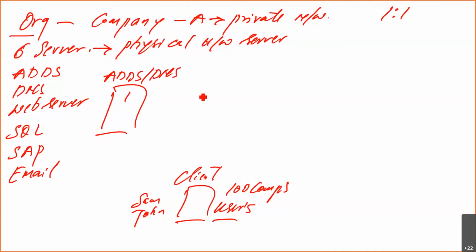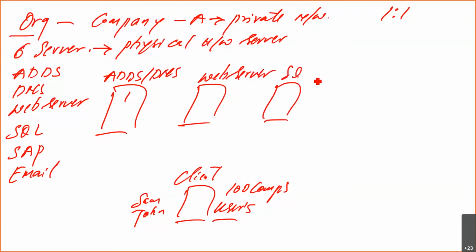But in the next machine, I don't want to install two services. I want to install one service. So I'm making this machine a web server. The next machine, I'm making a SQL server. The next machine, a SAP server. And remember, when you try to install SQL service on the Active Directory machine, it will say SQL is a Microsoft service, it's not recommended to install it on this machine, but still you can install it, no problem.